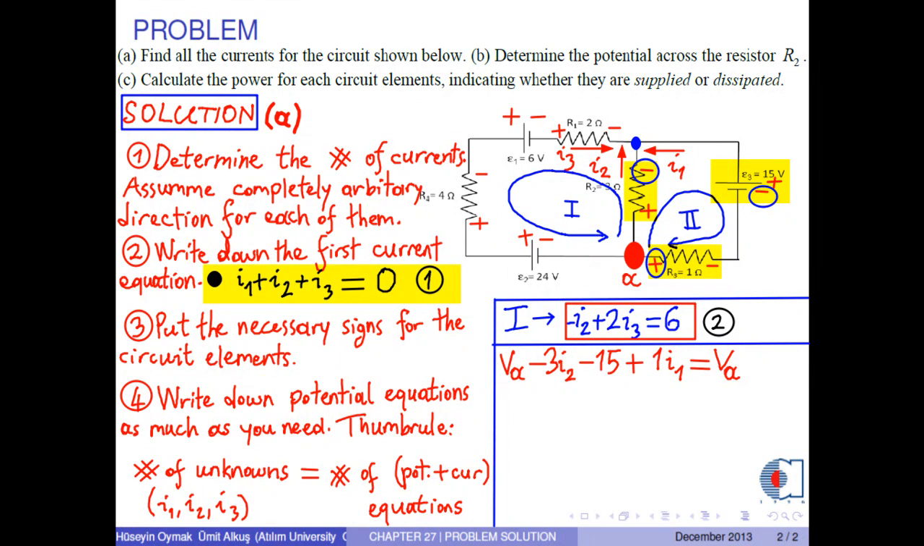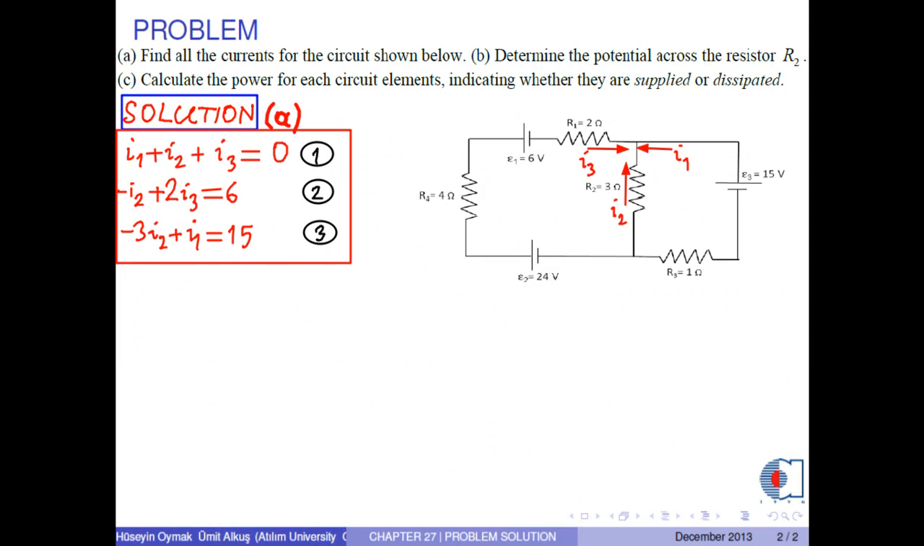VAs on both sides cancel each other. As a result, we obtain the equation negative 3I2 plus I1 equals 15. And we call this equation 3. From equation 3, we can write I1 equals 15 plus 3I2. And we label this equation 4.